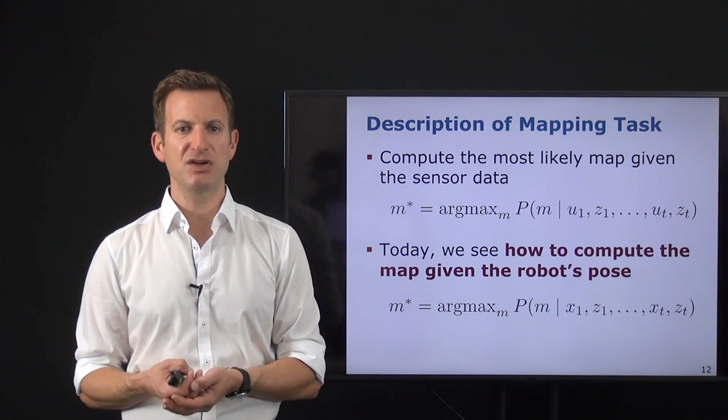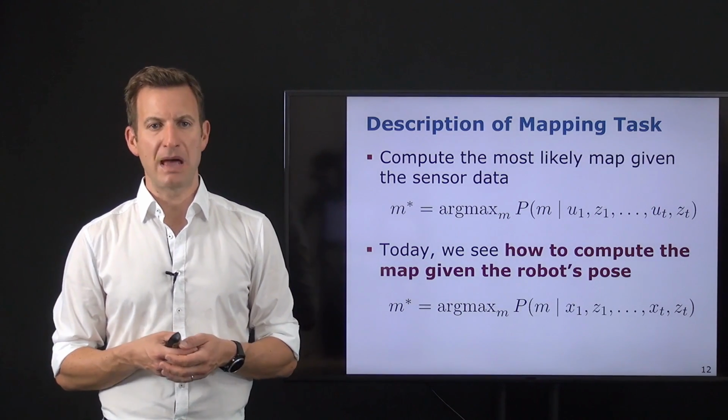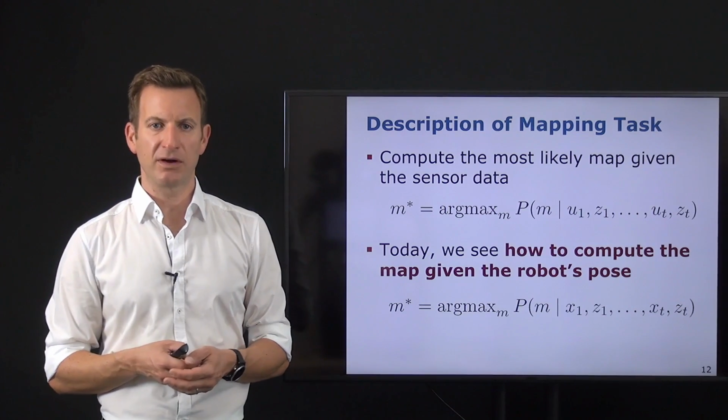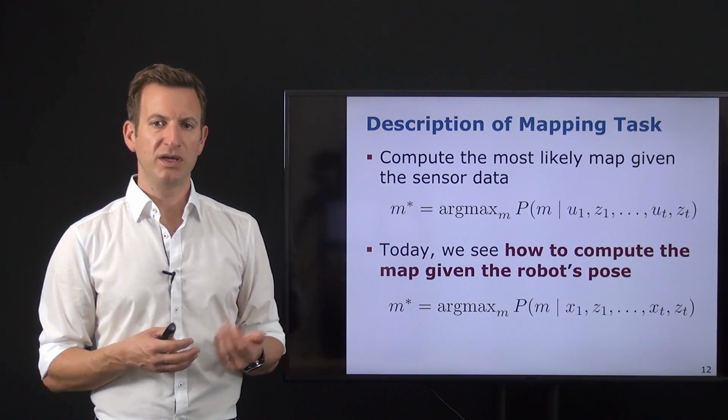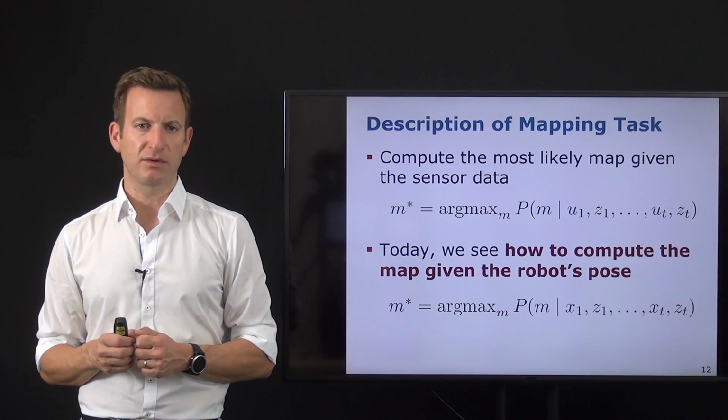So it's a simplification of the in general simultaneous localization and mapping problem where we need to estimate where the platform is and build a map of the environment at the same time. So here we are only interested in estimating the map. We assume we already know where that platform is.